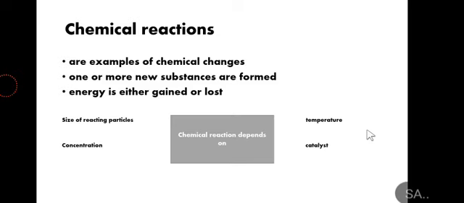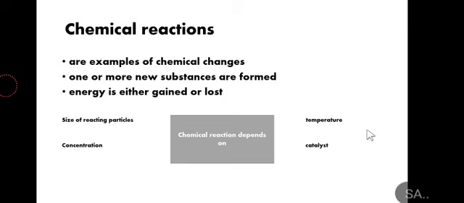So chemical reactions are basically chemical changes. In these chemical changes, two or more substances are involved and they react together and form new substances. The substances that are reacting together are termed reactants, while the new substances that are formed as a result of the chemical reaction between or among the reactants are called products.